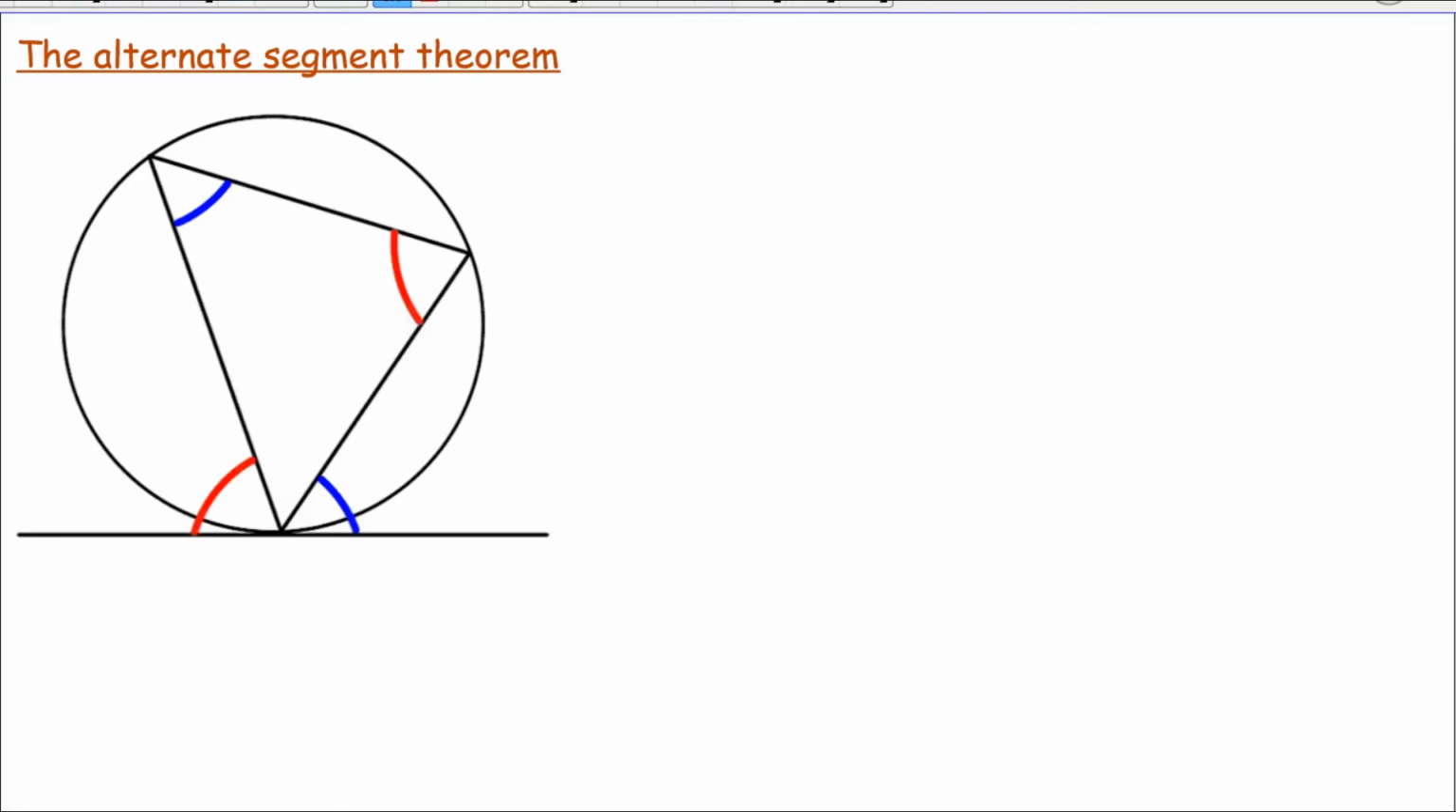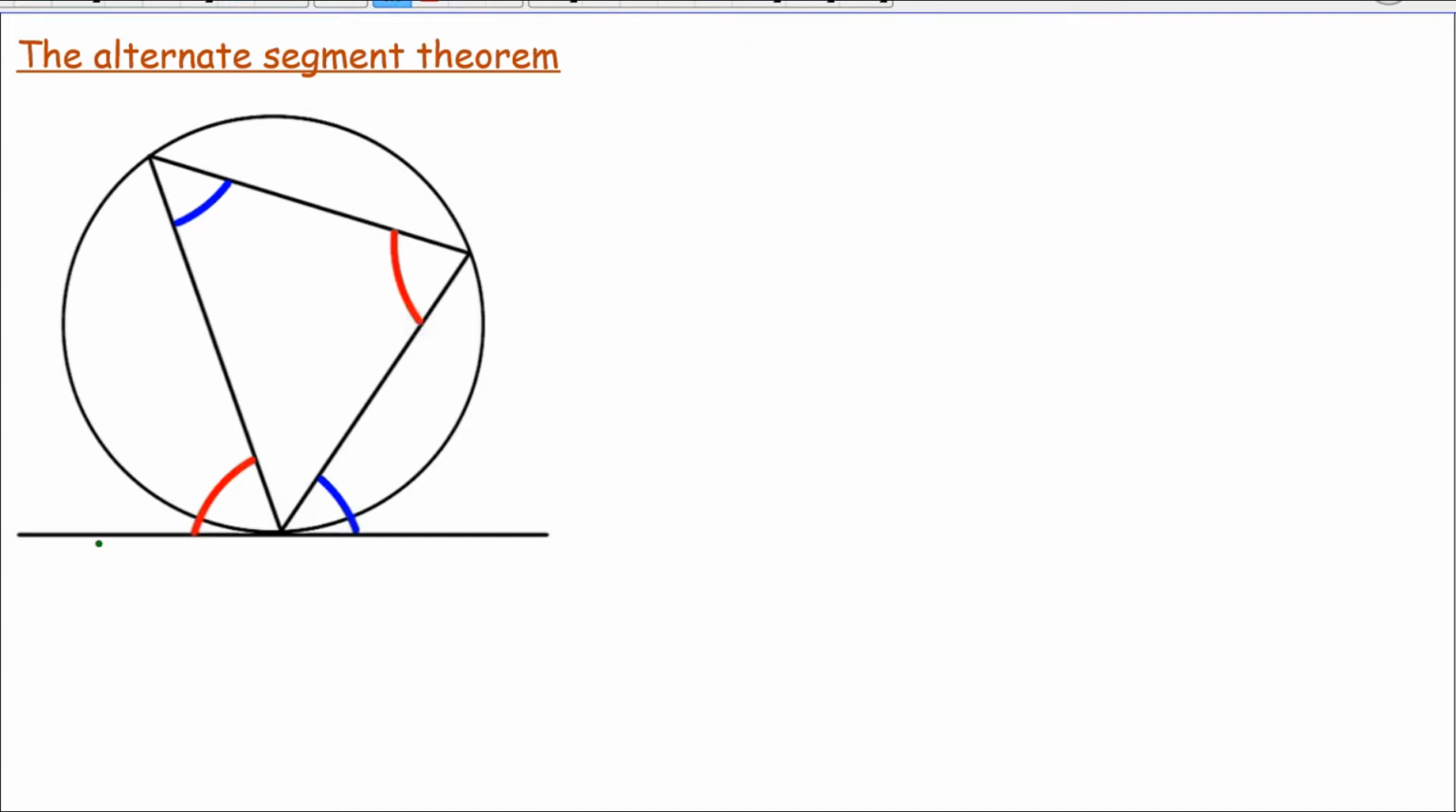I would like us to investigate or explore the idea behind the alternate segment theorem. And what I'm going to do is use an application to explore this. But before I explore it, I just want to mention a few things here.